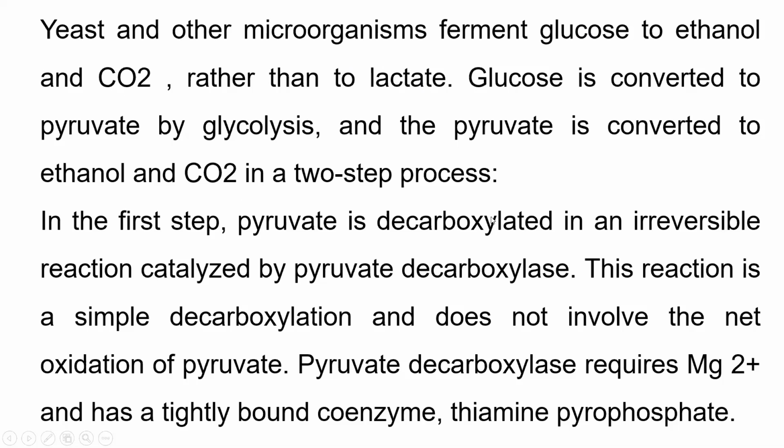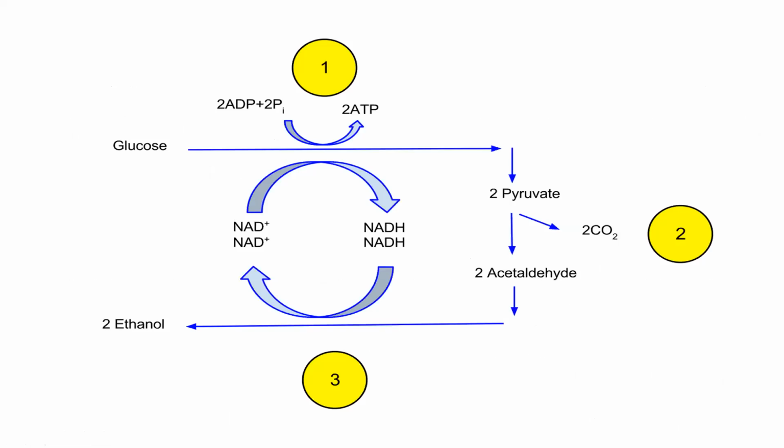Pyruvate is first decarboxylated in an irreversible reaction, which is carried out by the enzyme pyruvate decarboxylase. This reaction is a simple decarboxylation, removal of the carbon dioxide, and it does not involve the net oxidation of pyruvate. And this pyruvate decarboxylase enzyme requires Mg2 plus ions, and it is also very tightly bound to the coenzyme, that is TPP, thiamine pyrophosphate.